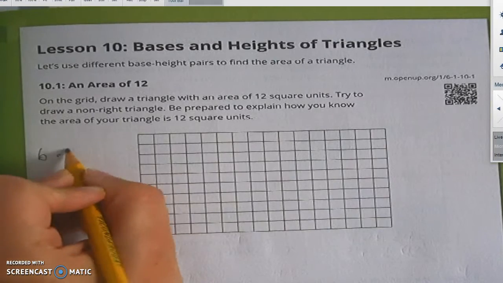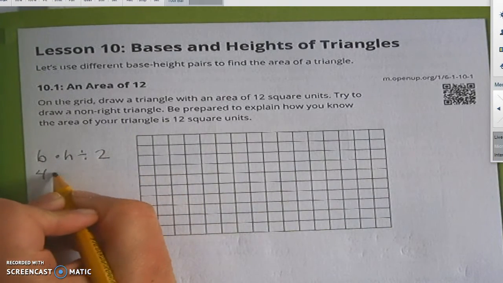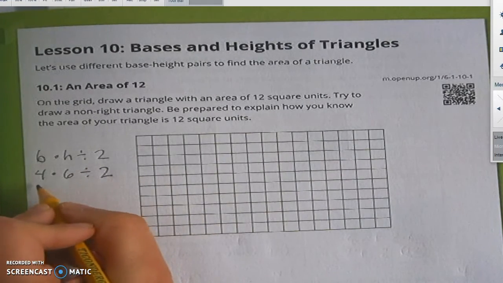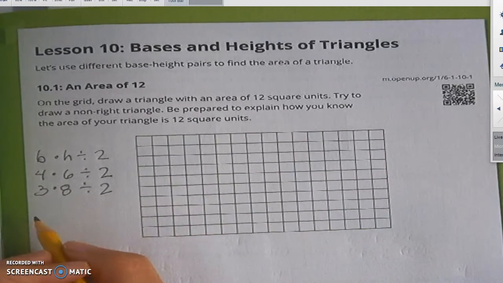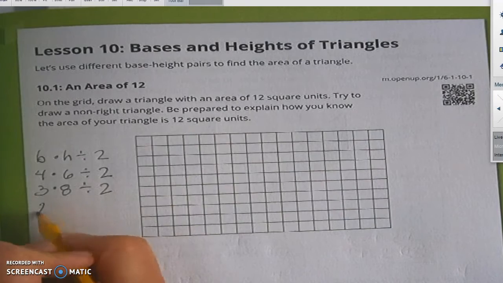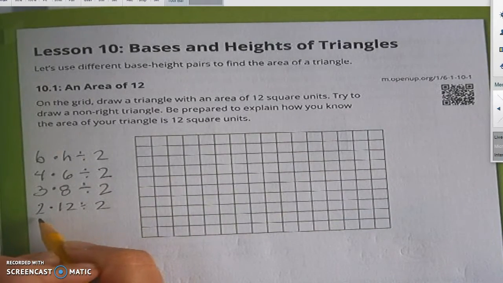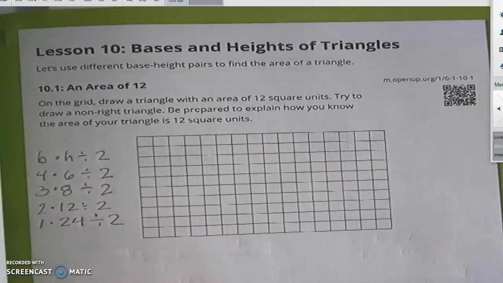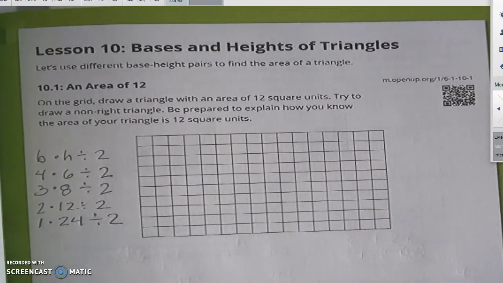So we know it was base times height divided by 2. So we could do 4 times 6 divided by 2. That would give me 12. 3 times 8 divided by 2. That would give me 12. 2 times 12 divided by 2. Or 1 times 24 divided by 2. And you could have flipped any of those around. And then you just needed to draw a triangle.